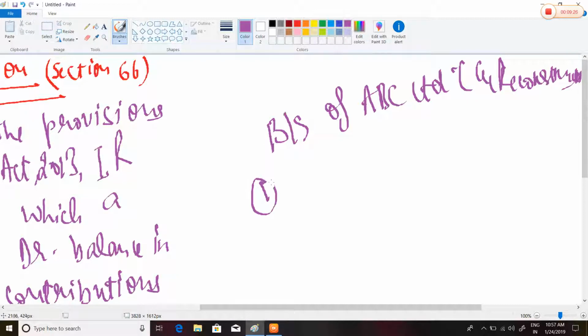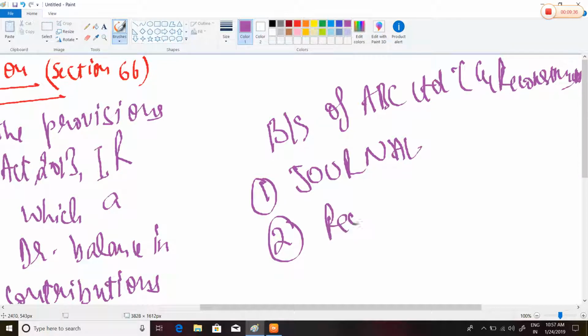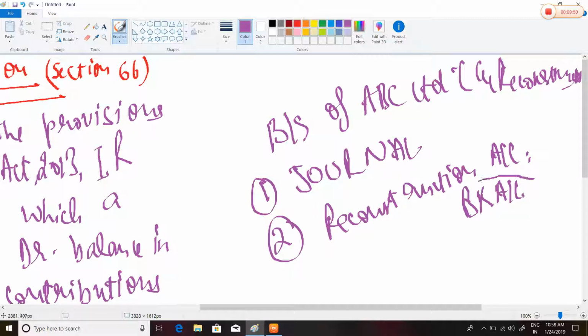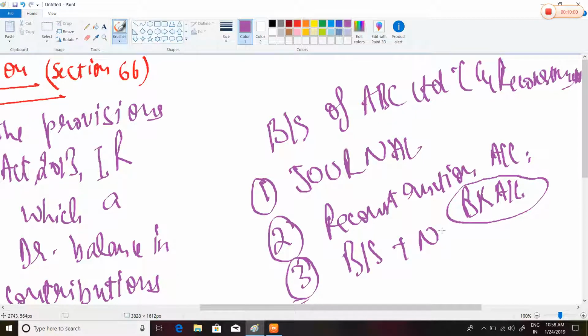Firstly, you have to prepare journal entries. That is mandatory. Second, the reconstruction account, and the cash or bank account, if there are any cash and bank transactions. And third and last, the balance sheet and notes to accounts. Only if the question asks for this do you have to prepare the balance sheet and notes to accounts. Otherwise, you just have to prepare steps 1 and 2.